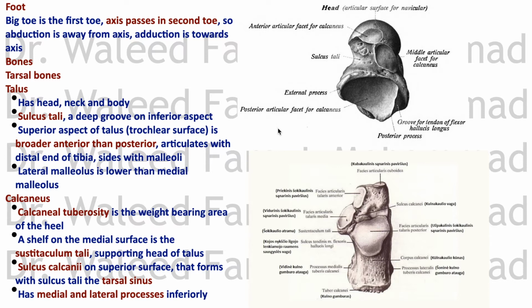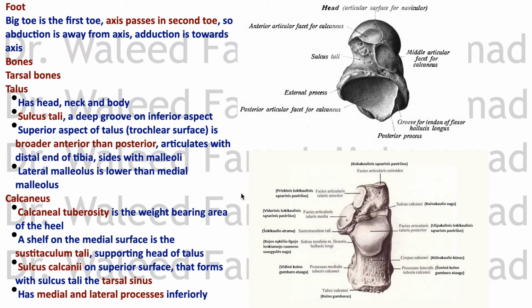The superior aspect of the talus is called the trochlear surface, and it's broader anteriorly than posteriorly. We discussed this in the ankle: it makes the ligaments more stiff and taut in dorsiflexion rather than in plantar flexion. Okay, it articulates with the distal end of the tibia, and the sides articulate with the malleoli. The lateral malleolus, as you saw in the ankle, is slightly lower than the medial malleolus.